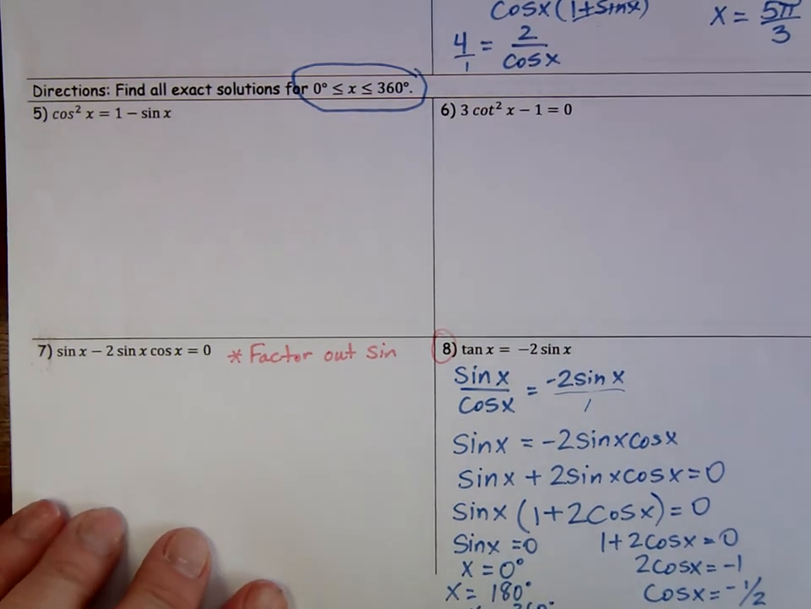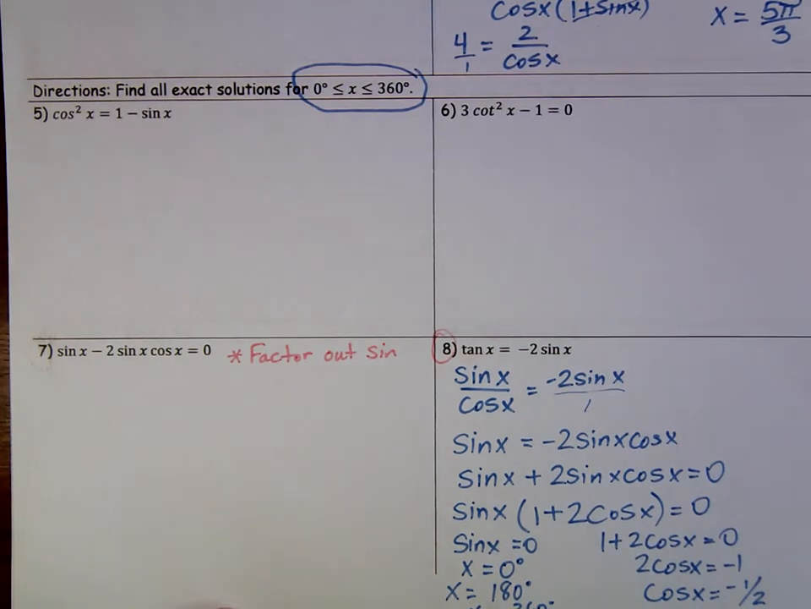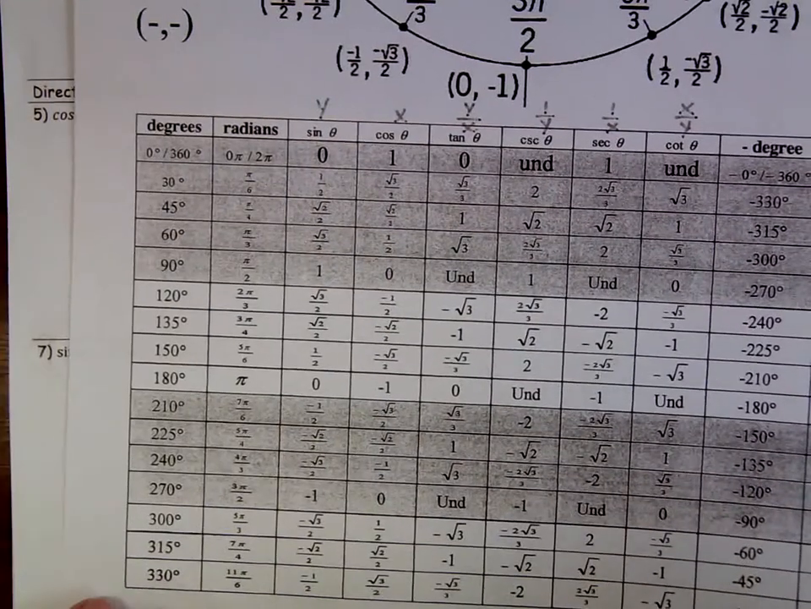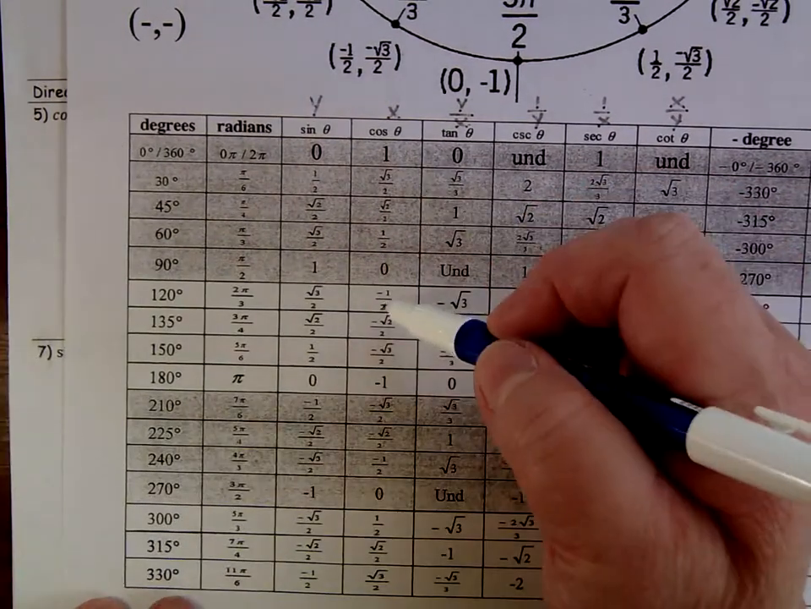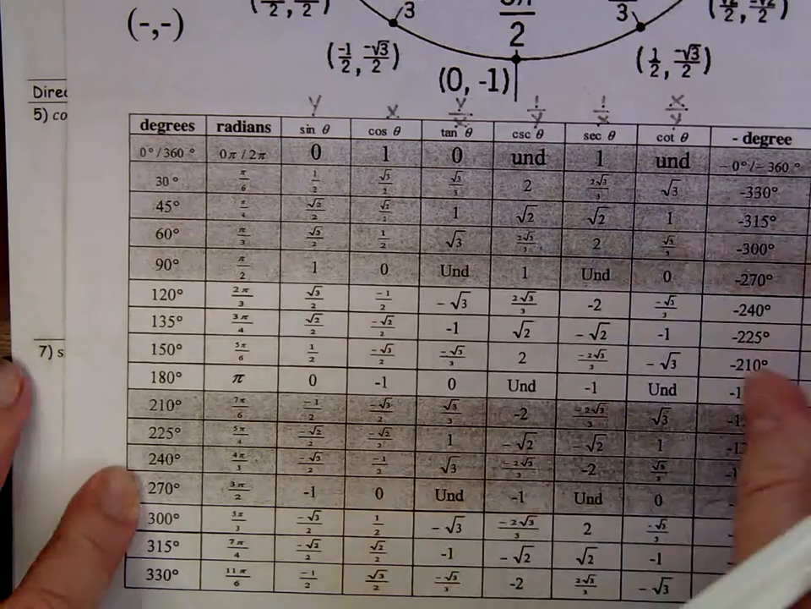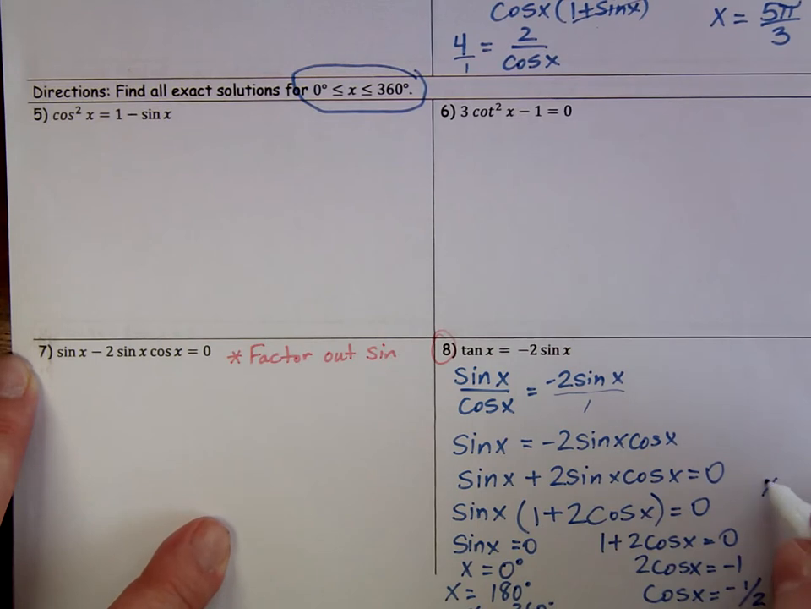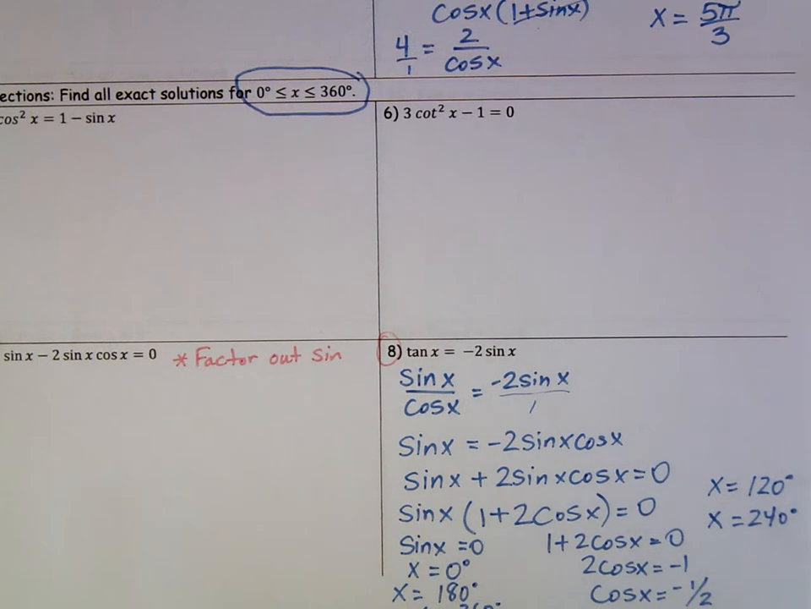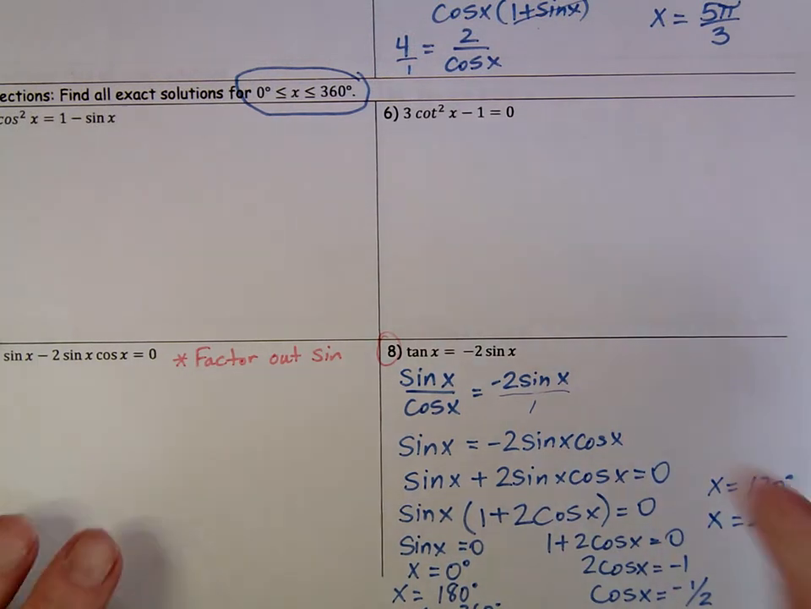Then I want to know where's the cosine equal to a negative 1/2. Well, a cosine equals a negative 1/2, and again I want my answer in degrees, so go back to your columns here. I want to know cosine is negative 1/2 at 120 and at 240. And so those are my two answers for this guy. X equals 120 and 240. All right, so there's number 8 completed. Oh, you can't see my answer there. There you go.